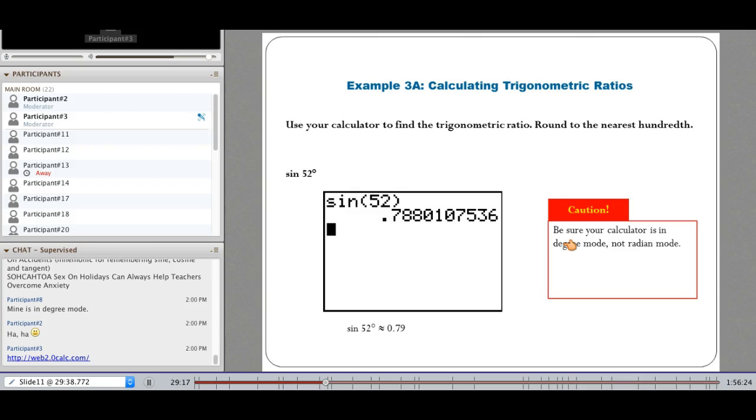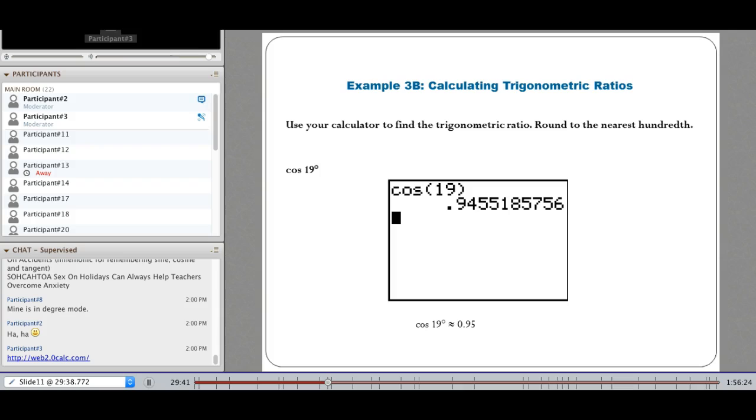So go to that website, and you can also put in sine 52, or look at the chart that I gave you at the beginning of the session that you downloaded, and go under the sine column to 52, and then you'll see 0.788, probably approximated to 0.79.